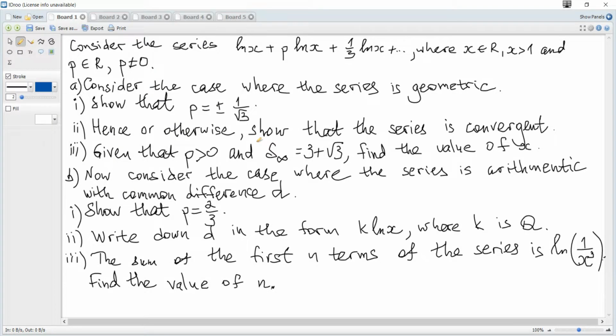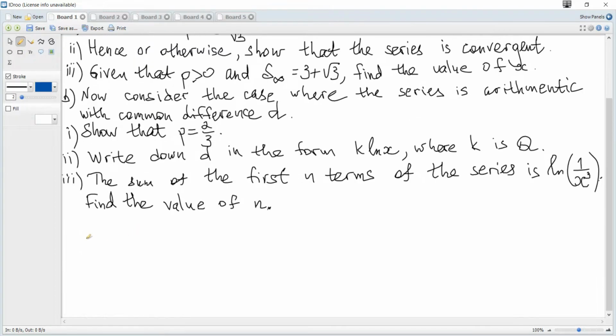Consider the series. Consider the case where the series is geometric. Show that p is plus minus 1 over root 3. If the series is geometric, there must be a common ratio, the same ratio, and the ratio is any term divided by the previous, and this value must be constant.